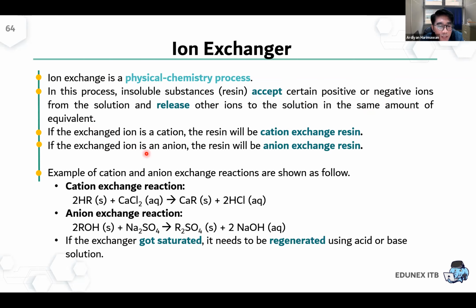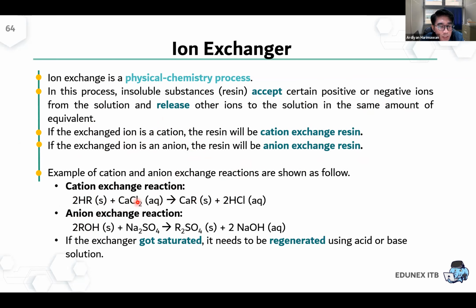So if the exchange ion is the cation, it will be the cation exchange resin. If the exchange ion is the anion, the resin will be anion exchange resin. So the example of the reaction is like this one. So HR and ROH is the resin. This one is the cation. This one is the anion.